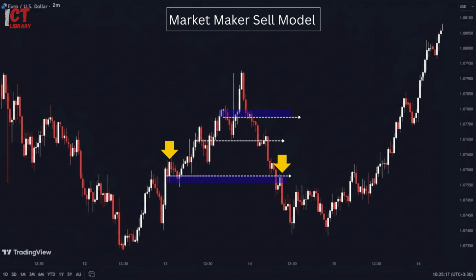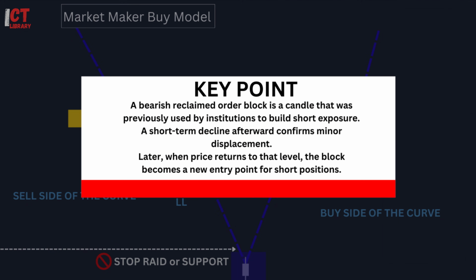So in summary, the logic is actually very straightforward. A bearish reclaimed order block is a candle that was previously used by institutions to build short exposure. A short-term decline afterward confirms minor displacement. Later, when price returns to that level, the block becomes a new entry point for short positions.